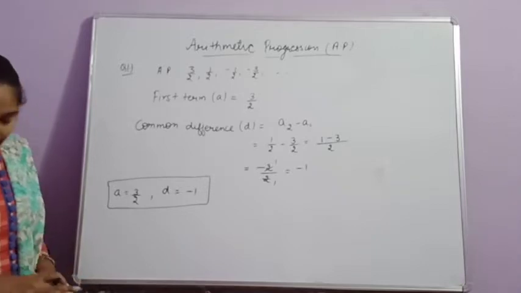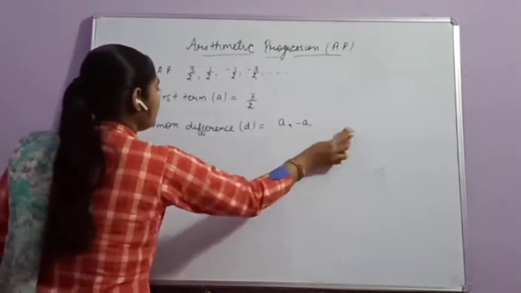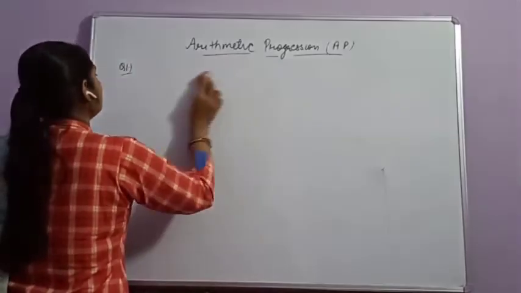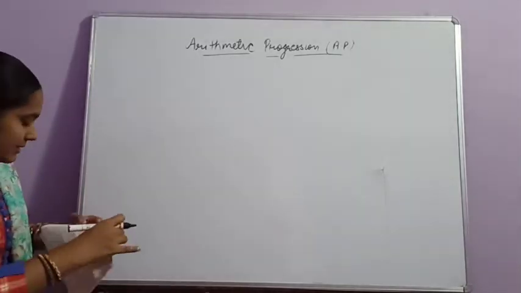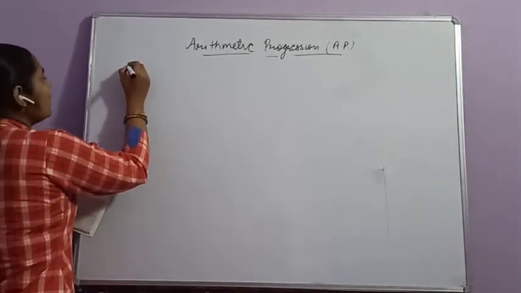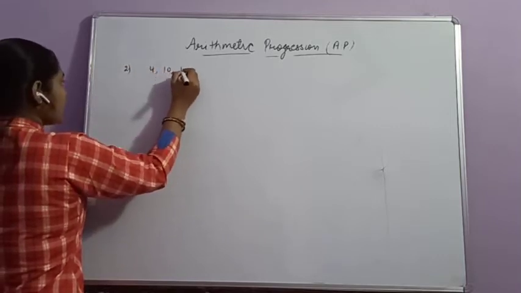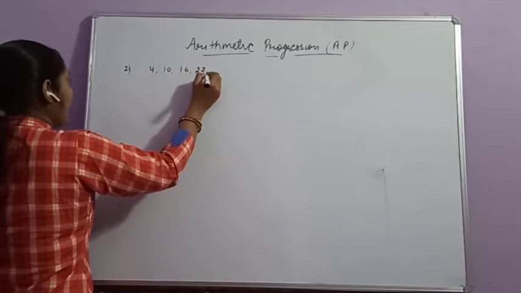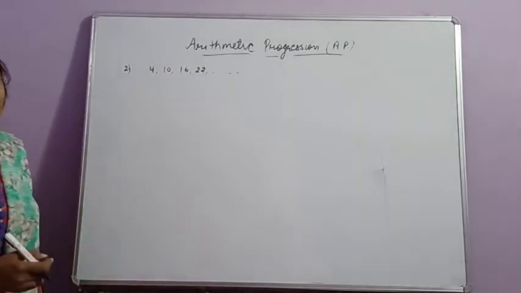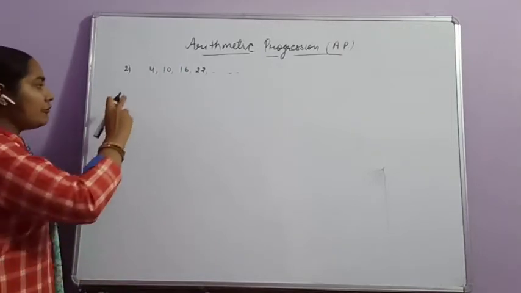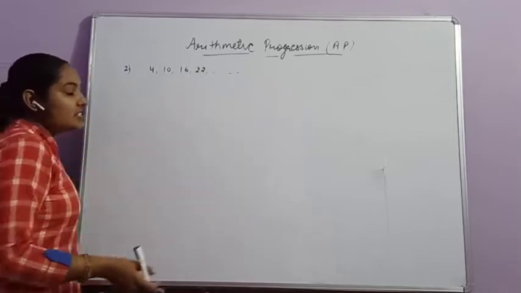and D. Now next, a series is given to you: 4, 10, 16, 22, and we have to check whether that series forms an AP or not. If it forms an AP, then we have to write its next two terms.